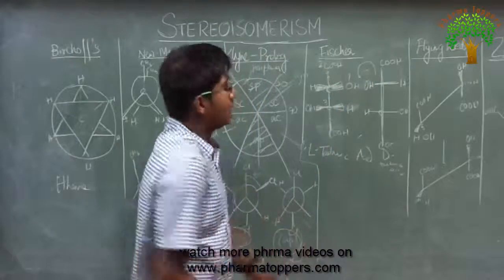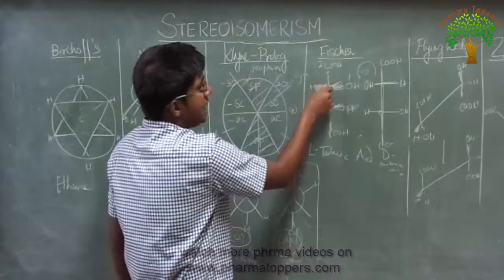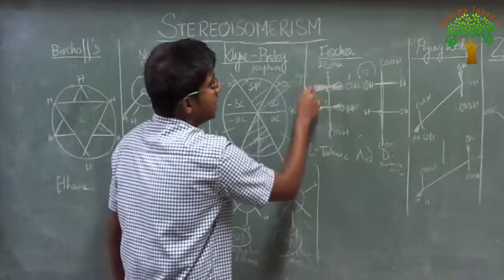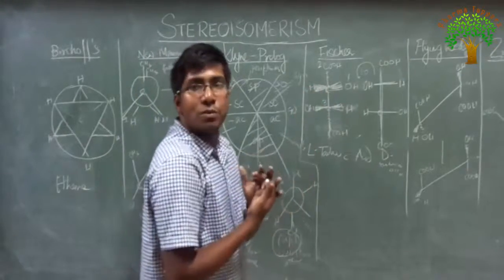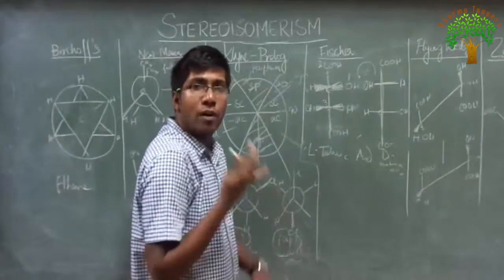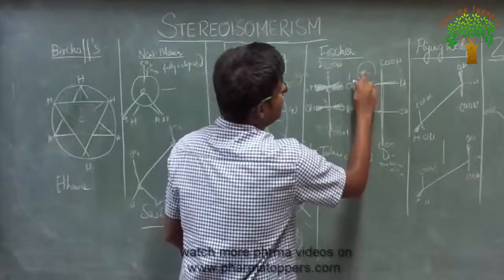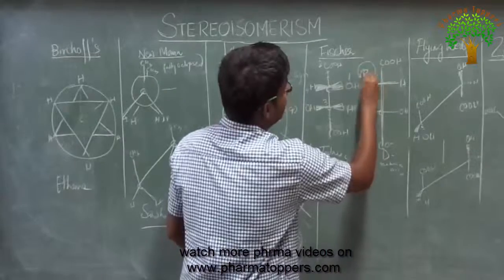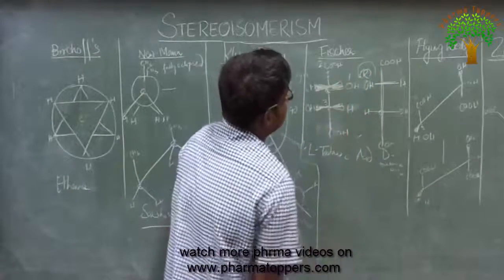However, what we see over here is that this hydrogen, the lowest priority group, is towards you. The hydrogen should be away from you. What does the golden rule state? You have to reverse this. So this will be an R conformer. This is an R conformer.